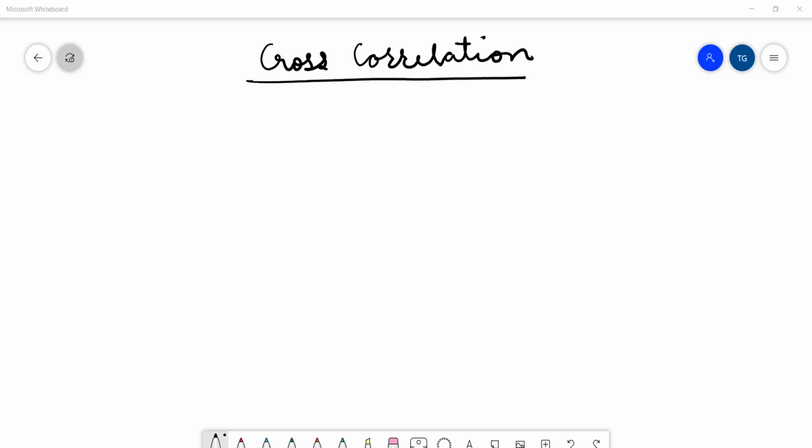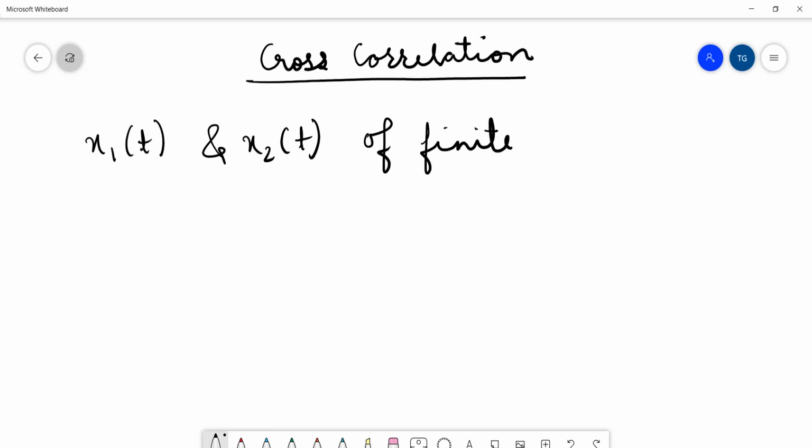So when I have two signals, I have discussed all about the relatedness between one time domain signal and another time domain signal, but the second one was a time delayed version of that signal. So here we consider the first signal as x1 of t and the second signal as x2 of t, of finite energy. So how can I denote this?